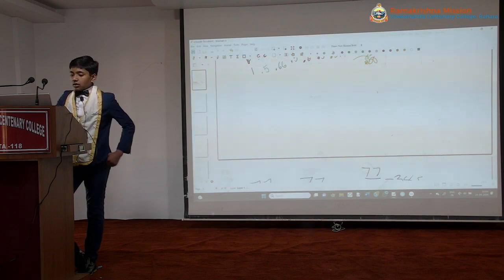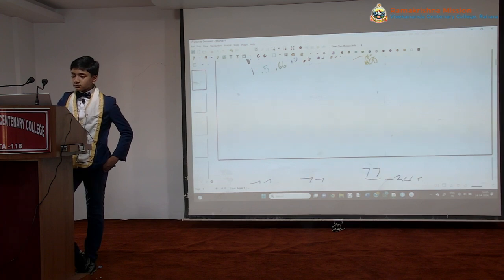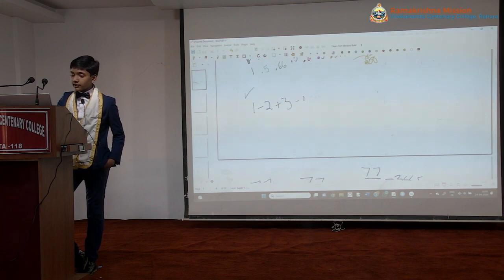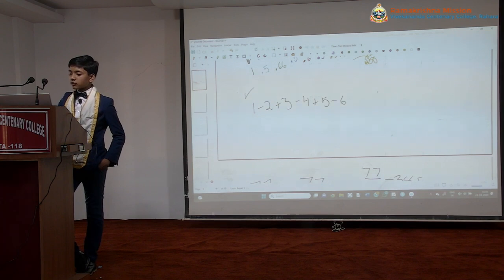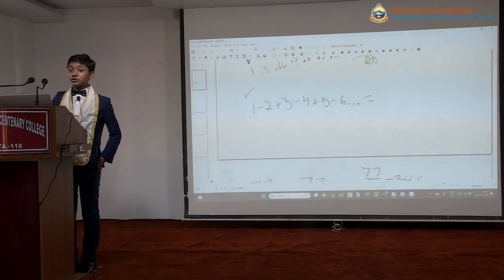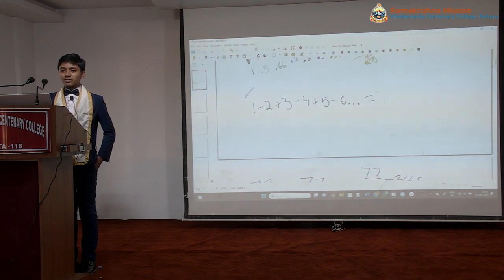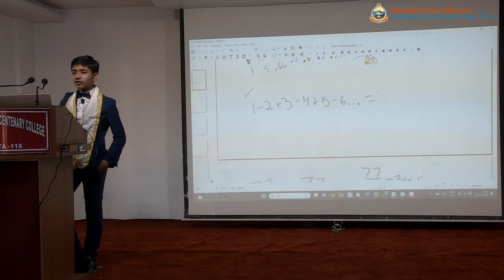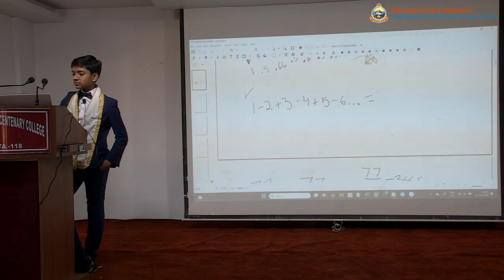Alright. So now, this is a very cool looking tool, but there are some series that need something better. Like 1 minus 2 plus 3 minus 4 plus 5 minus 6, and so on and so forth. What do you think this sums to? Anyone? A little bit louder, please.